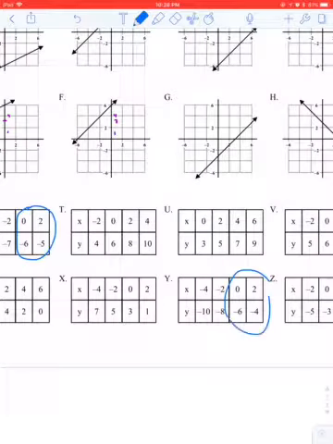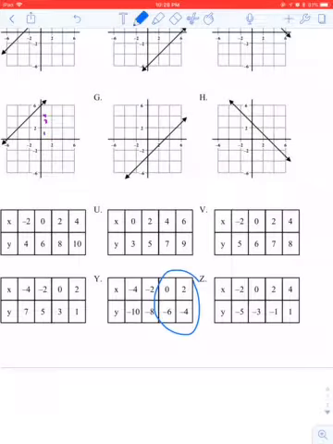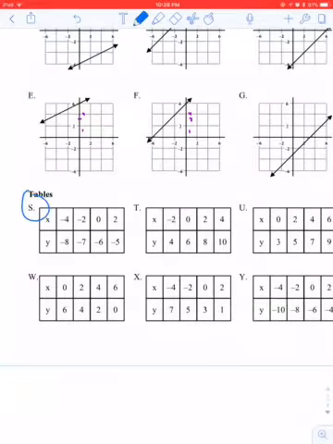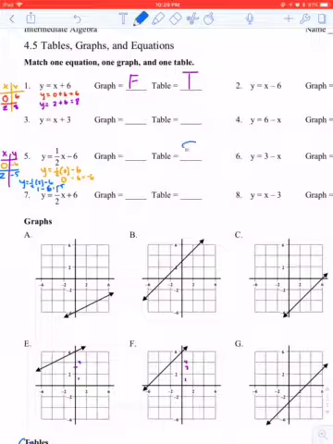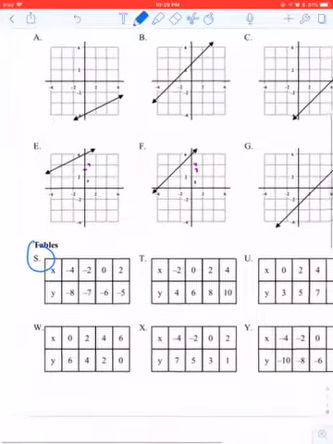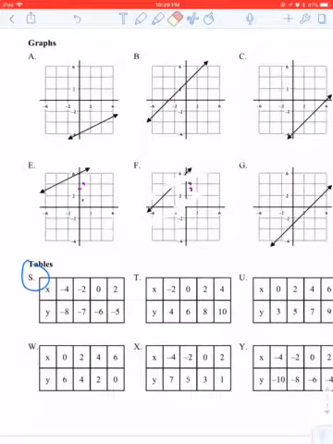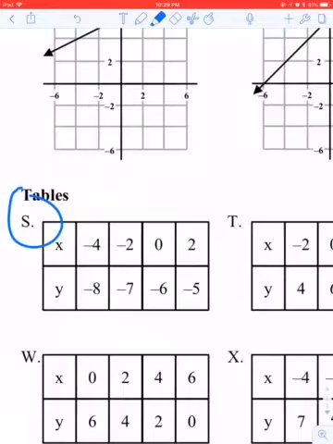You see here you have 0, negative 6, but 2 is with negative 4. So that cannot be your answer. Same thing here. That's a positive 6. So then our answer is going to be S for our table. Okay, let's go look at which graph it belongs to. So we're looking at S. Remember, first thing I said, always look for the 0.